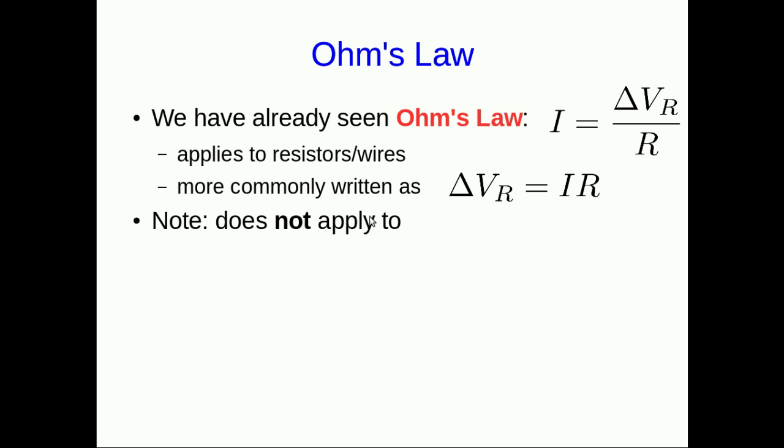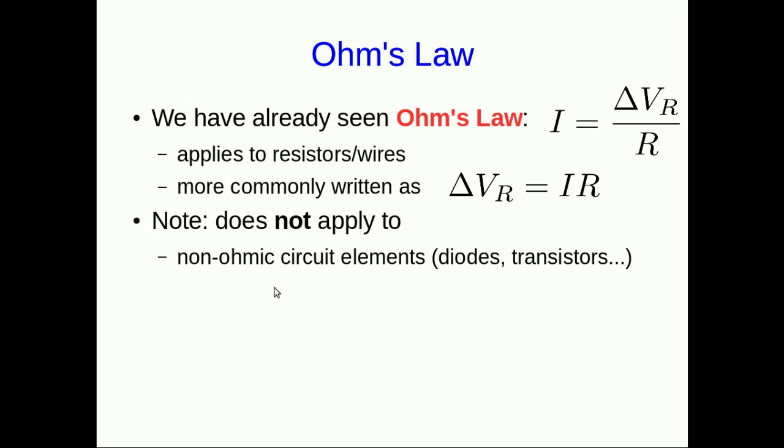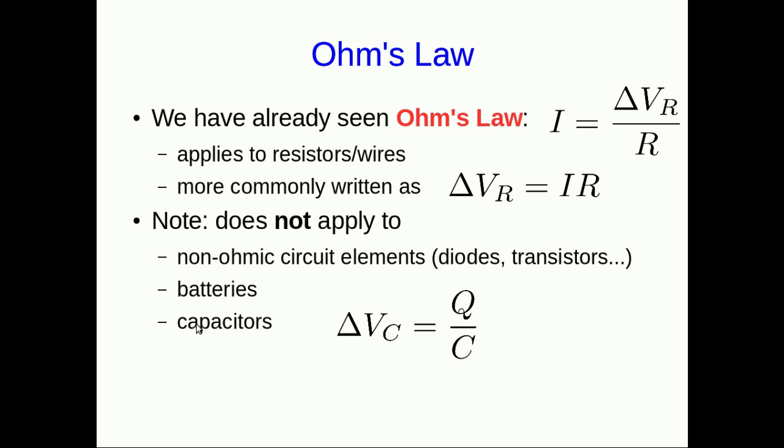Note, it applies to resistors and wires. So it doesn't apply to all sorts of things that are called non-ohmic and which are just way more complicated. Diodes, transistors, a whole lot of other things. It doesn't apply to batteries, right? The definition of the way a battery works is that it provides a constant potential difference. It does not depend on the current through the battery. That's actually an approximation, but as long as the current through the battery is low enough, it's a very good approximation. And the other thing it doesn't apply to that we've seen already is capacitors. We know how to calculate a potential difference across a capacitor, and it depends on the charge on the capacitor. It doesn't depend on the current.